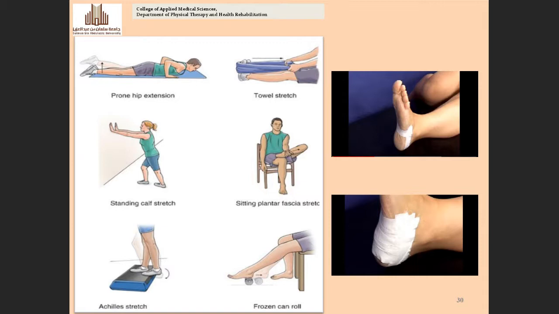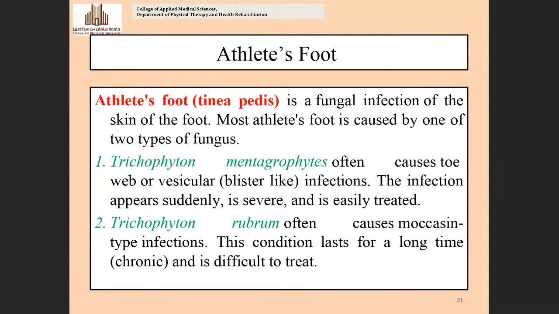It gives protection for the calcaneus bone, and it gives protection for the soft tissues around the calcaneal region. So this is adhesive taping, or you can say strapping, for the calcaneus or bruised heel. These are the common problems we have discussed so far in the foot region. The next one, the last one we are going to talk about, is athlete's foot.